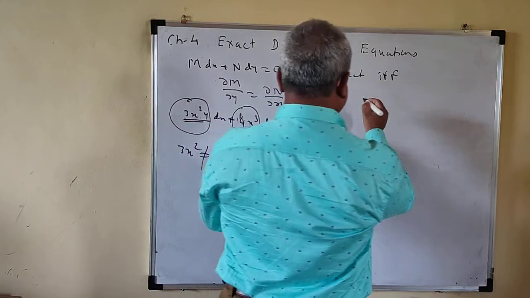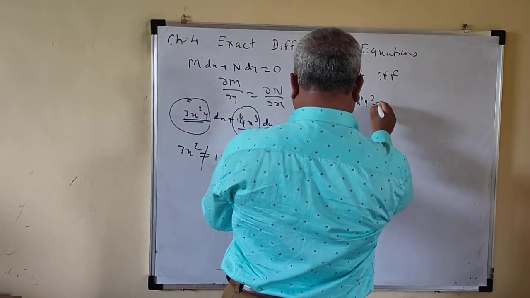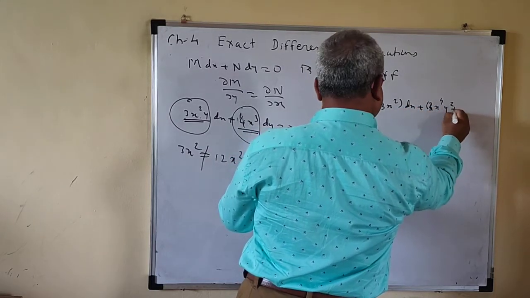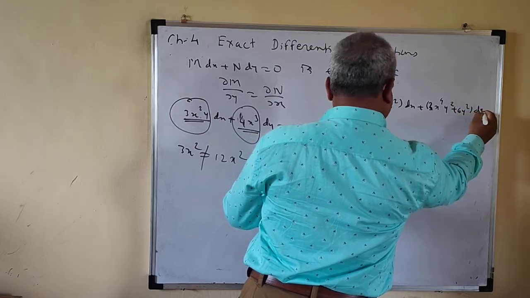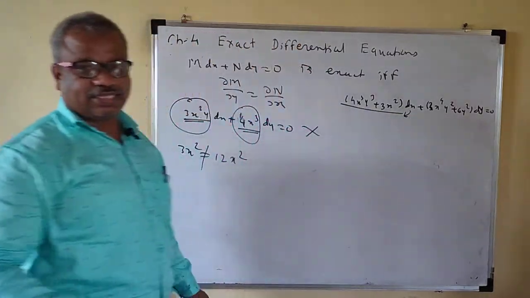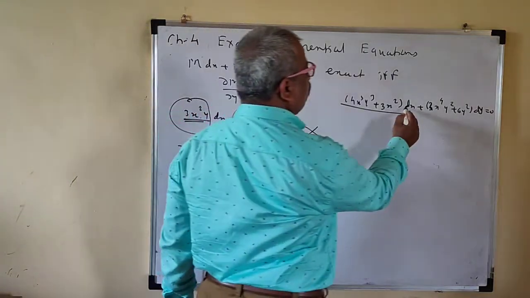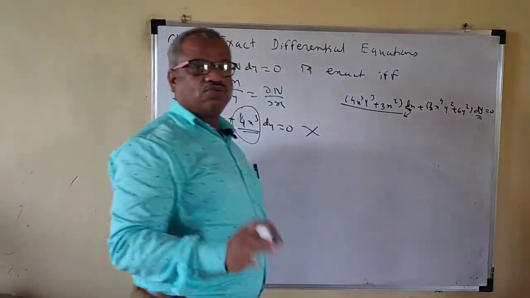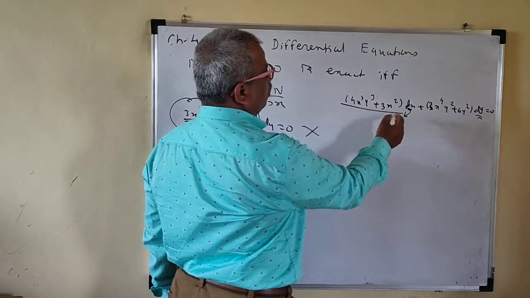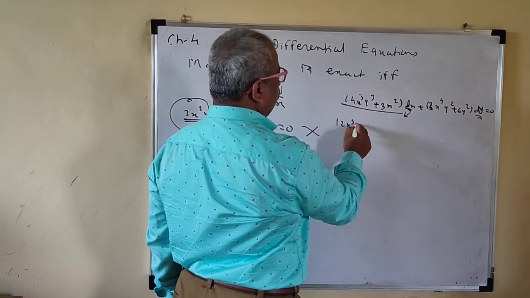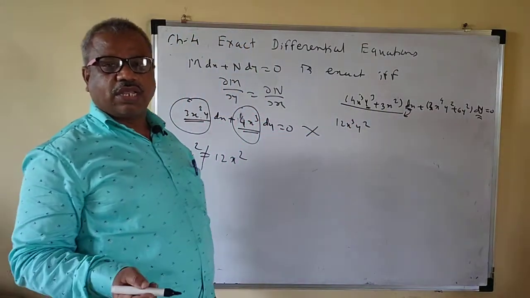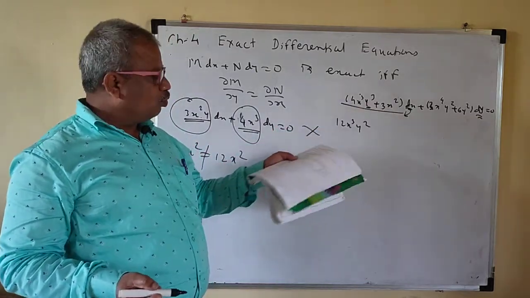Next, we'll do this example. 4x cube y cube plus 3x square dx plus 3x raised to 4 y square plus 6y square dy is equal to 0. This is your M, the coefficient of dx, and this is the coefficient of dy. For the coefficient of dx, we differentiate partially with respect to y, and for the coefficient of dy, partially with respect to x. So this gives 12x cube y square. Only y cube is differentiated; the derivative of y cube is 3y square, and 4 into 3 is 12.